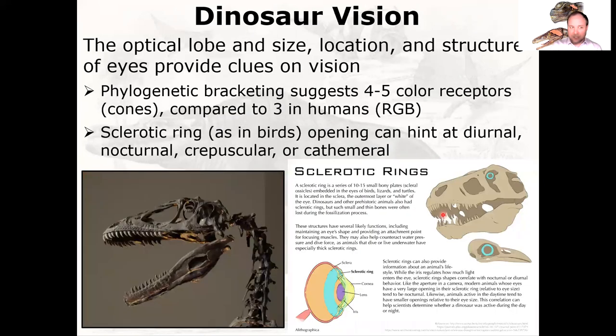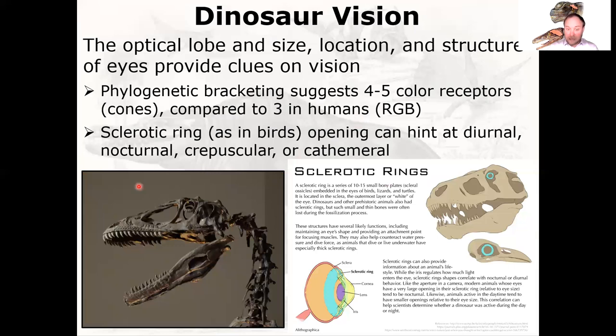So let's start with vision. The optic lobe size, location, and structure of the eyes provide clues on vision. We can also use phylogenetic bracketing. So if we look at, again, more basal crocodiles, more derived birds, dinosaurs fall in between. Birds have 4 to 5 color receptors, cones, in their eyes, whereas humans only have 3, the RGB color receptors. Most mammals only have 2.